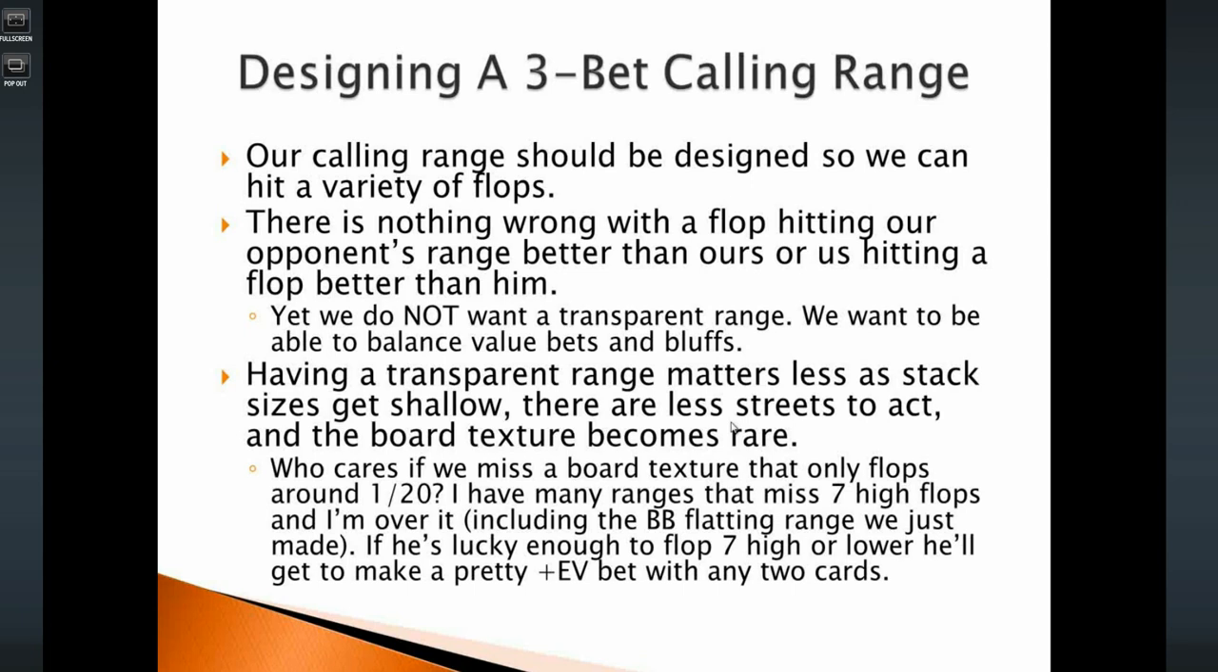So I just guessed on the 1 in 20. I haven't calculated it. But a 7-high flop is a pretty rare occurrence. So if we do miss that board texture, not a problem. If we're missing king-high flops, or queen-high flops, or jack-high flops, that's likely a huge problem because those boards happen all the time. So if we are going to have a transparent range, it should be on a board texture that's not very common, so we don't get put in that spot very often.